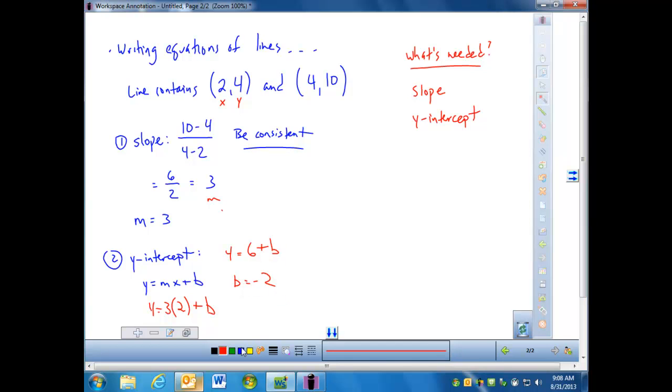Now I have my slope. Now I have my y-intercept. I can go ahead and write my answer now. Y equals 3x minus 2. Feel free to go back through and watch this more than once if you need to refresh your memory a little bit better.